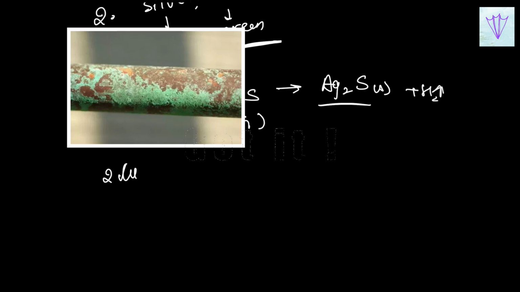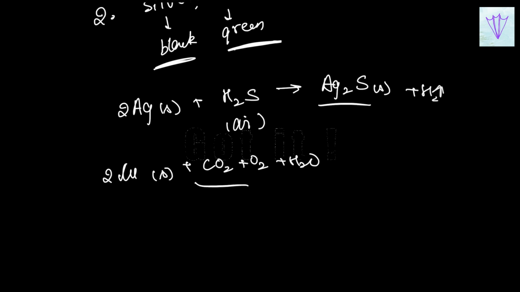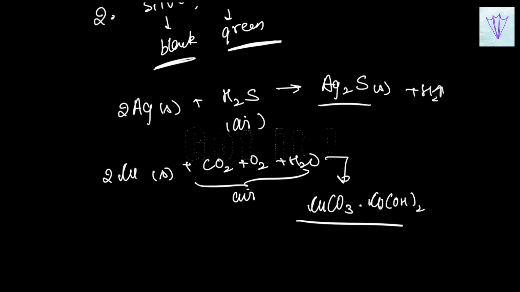For copper, we have the reaction that is CO2 plus O2 plus H2O, all these which are obtained from air, to form CuCO3.Cu(OH)2. This is the basic copper carbonate, which is green in color. The more reactive metals will corrode more easily. With this we have completed corrosion.